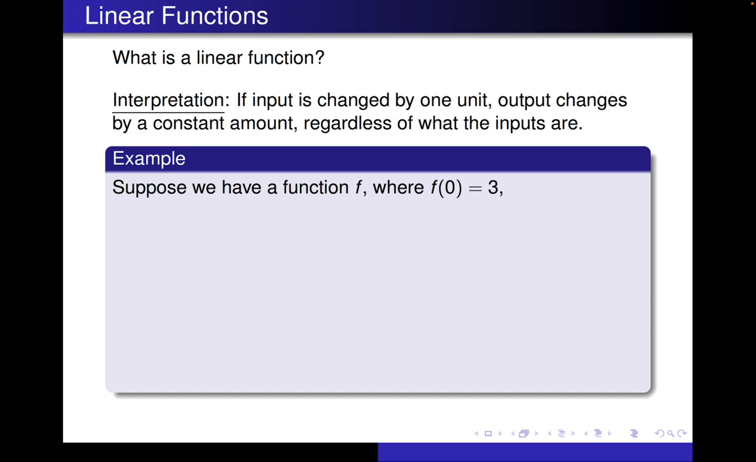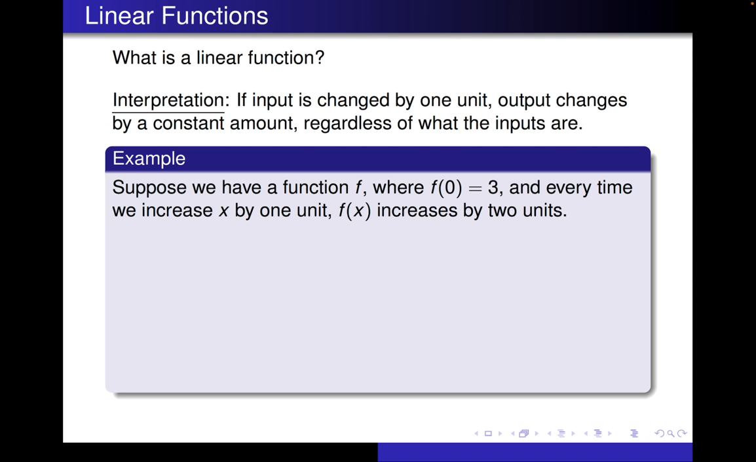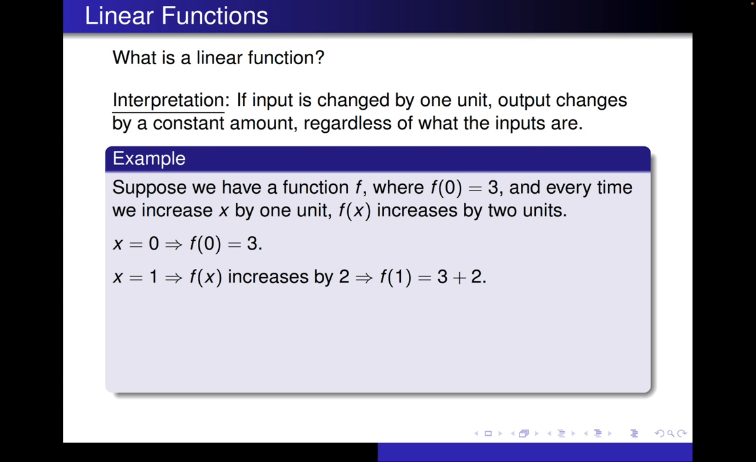So suppose we have a function f, where f of 0 equals 3, and every time we increase x by 1 unit, f of x increases by 2 units. So x equals 0, we know what that is, that's given, f of 0 equals 3. For x equals 1, f of x is going to increase by 2 because we're increasing from 0 to 1. So if our output increases by 2, f of 1 gives us 3 plus 2, which equals 5. For x equals 2, that increases by 1 more, so our f of x increases by 2 more.